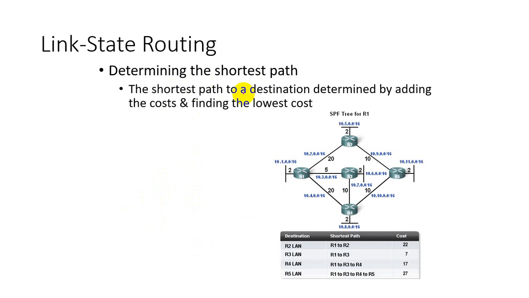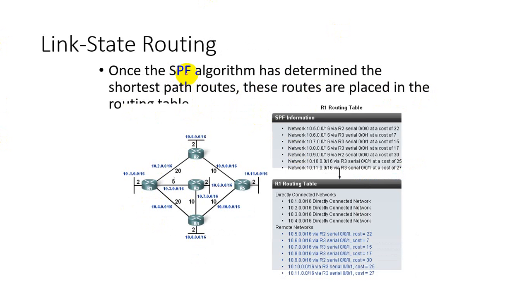Determining the shortest path: the shortest path to a destination is determined by adding the cost and finding the lowest cost. Okay, so the lower the cost, the shorter the path to the destination. Once the SPF algorithm has determined the shortest path routes, these routes are placed in the routing table. So the routing table will have routes which have the shortest path, or the lowest cost. Okay, as you can see here, the SPF algorithm on R1 will calculate all the network costs, and at last it will keep the shortest one, which is 7, to 10.0.6.0. Okay.